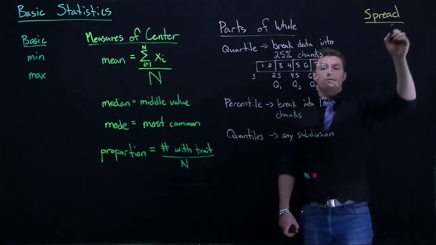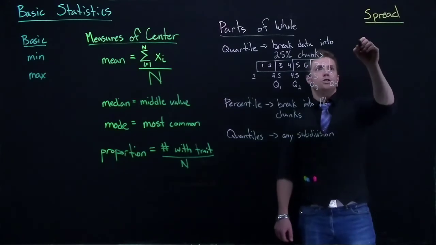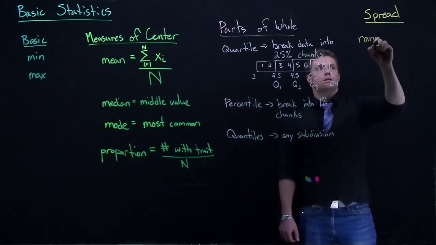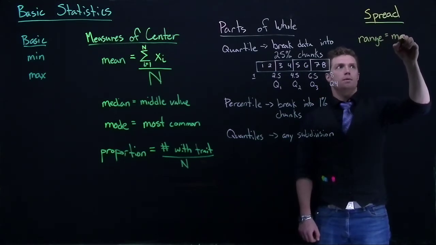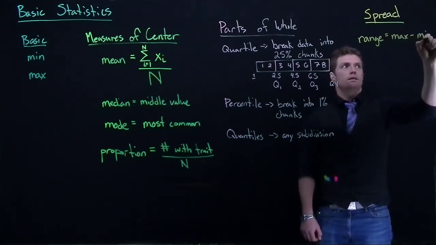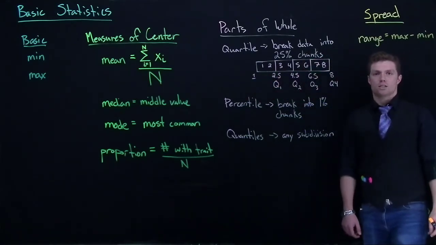And there's a whole bunch of measures of spread that we can, in fact, cover. The easiest one is just the range. And the range is pretty easy. It's just equal to the maximum minus the minimum. So that's why we need that basic guy. It gives us our range of our max and our minimum.